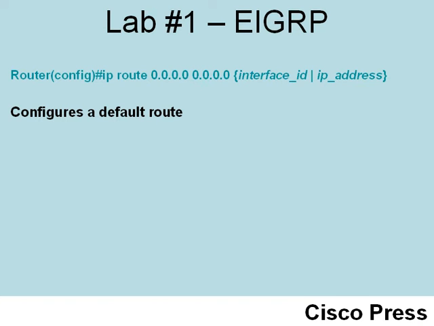Here's the command we can use: ip route 0.0.0.0 0.0.0.0. That's pointing to a default route, and then we can give either the interface ID out of which we will send packets going to that default network, or specify the next hop IP address. Let's go out and set this up.